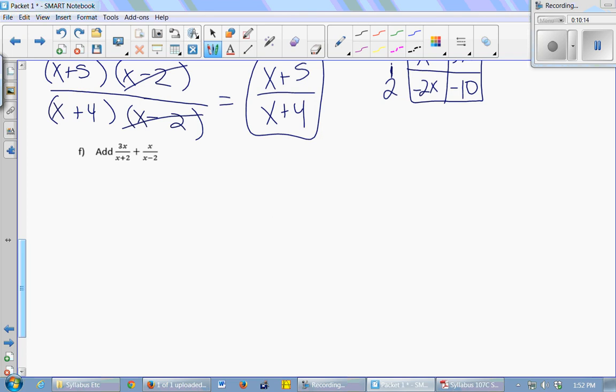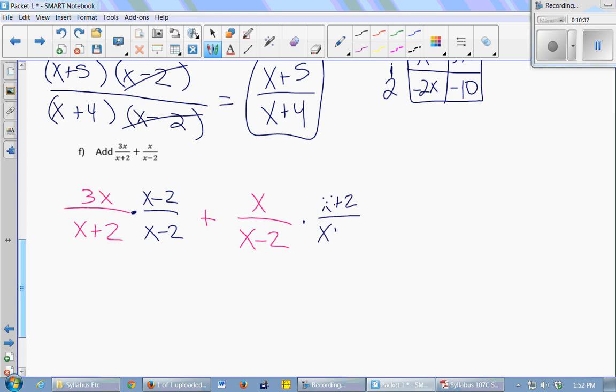So 3x over x plus 2 plus x over x minus 2. My common denominator is going to be x plus 2 times x minus 2. So I'm going to multiply the top and bottom of this fraction by x minus 2 over x minus 2, and the top and bottom of this fraction by x plus 2 over x plus 2. All right, so now I have a common denominator, x squared minus 4. That's what you get when you multiply those things together.